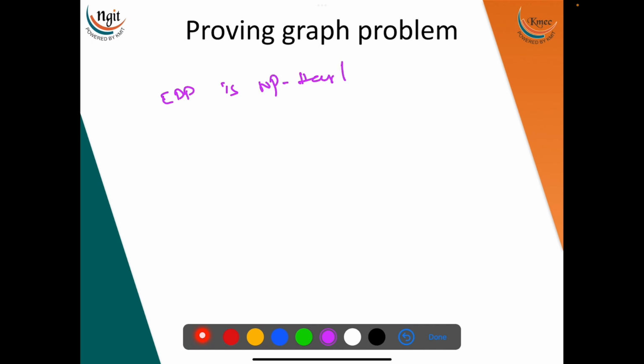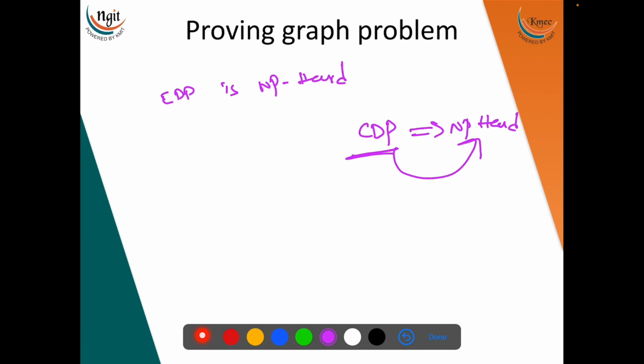Now I want to prove CDP is NP-hard. So for this, what strategy did we consider in the first slide? Whatever problem you want to prove NP-hard, first take one NP-hard problem which you know. I know about satisfiability. The satisfiability problem is an NP-hard problem because of exponential time complexity, 2 power n. We already made a video on satisfiability, why it takes exponential time and what its relation to NP-hard is. You can watch that video before you come to this video.